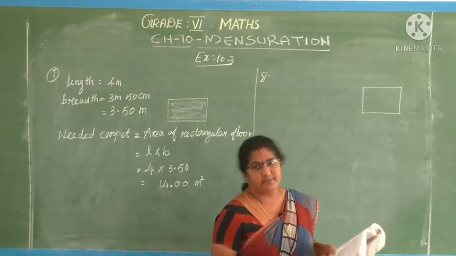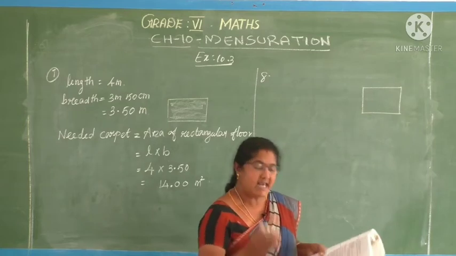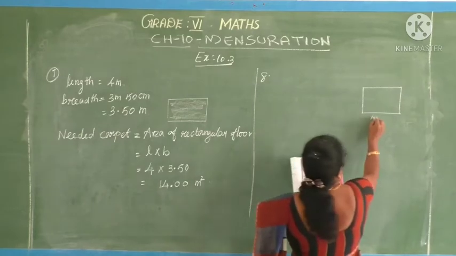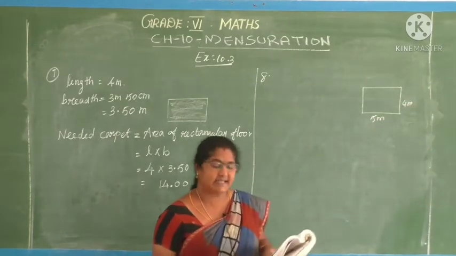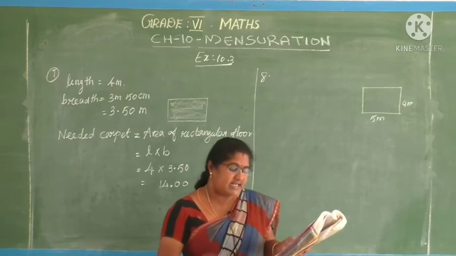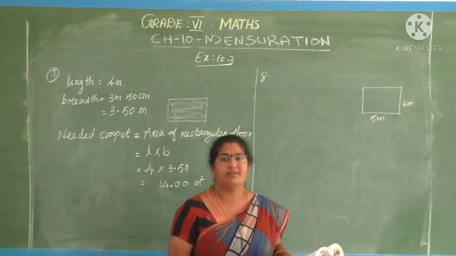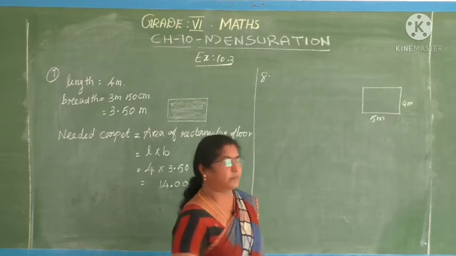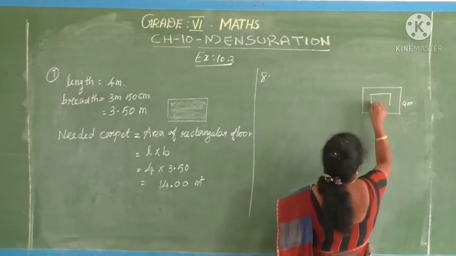So here also they have given long and wide. So obviously the floor is rectangular in shape. This is 5 meter long, wide is 4 meter. This is the rectangular floor. In this, a square carpet of sides 3 meter is laid on the floor. On the floor they laid a square carpet.